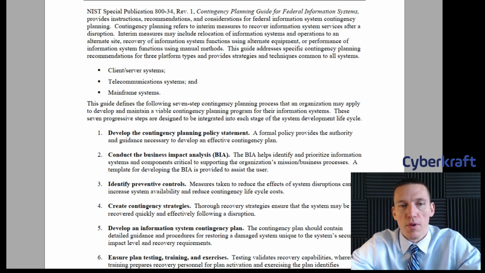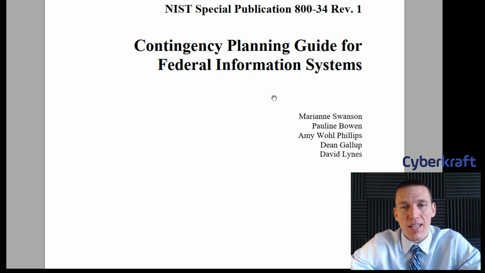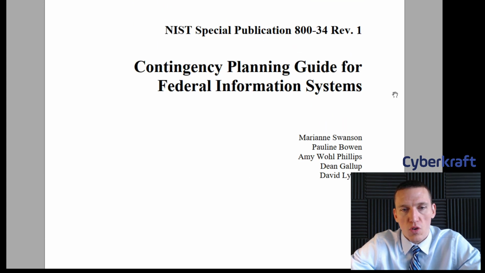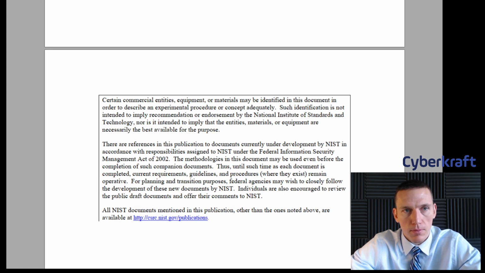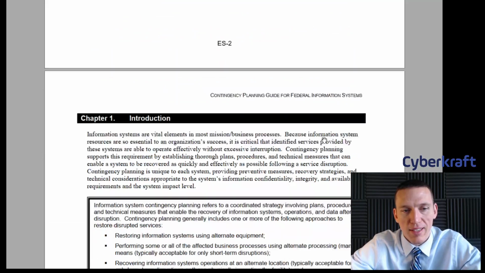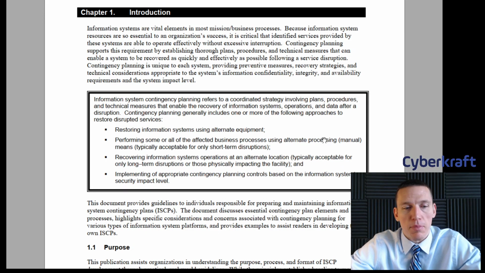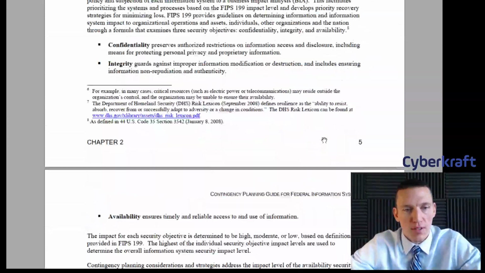And this is going to come in the form of NIST publication 800-34. This is contingency planning for federal information systems. And this document provides pretty detailed instructions on how to conduct this type of planning and what the different types of planning are. So let's take a look at those definitions. Okay.